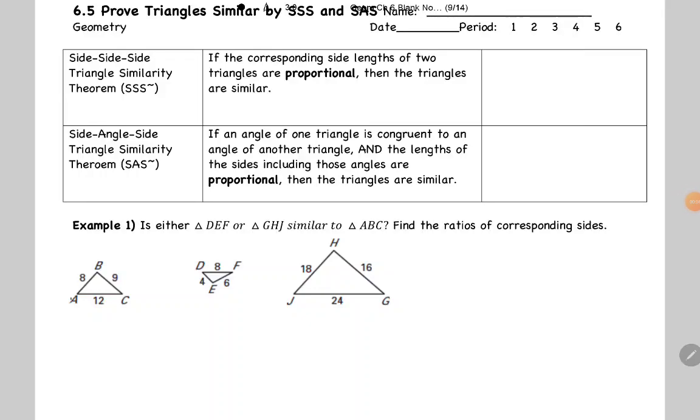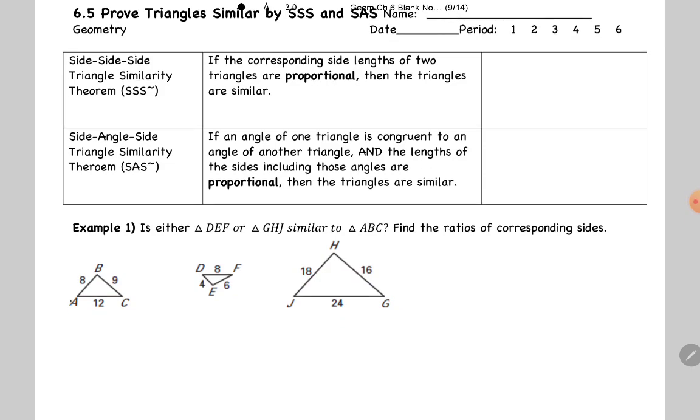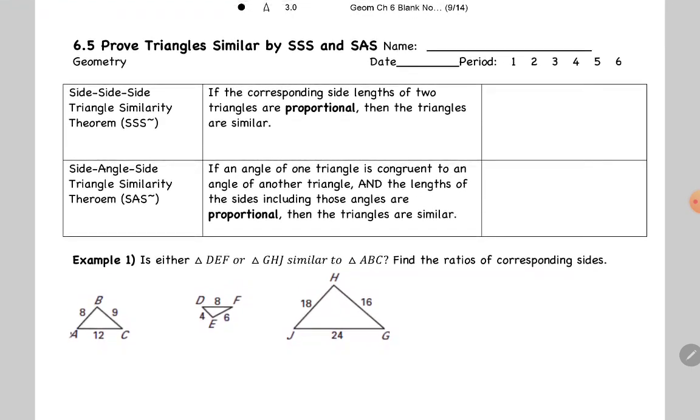We're going to prove triangles are similar by SSS and SAS. So this is called the SSS triangle similarity theorem. SSS with a squiggly. You don't want to be confused with the SSS we did last semester, which is the side-side-side congruent triangles theorem. This one is about similarity. If the corresponding side lengths of two triangles are proportional, then the triangles are similar.